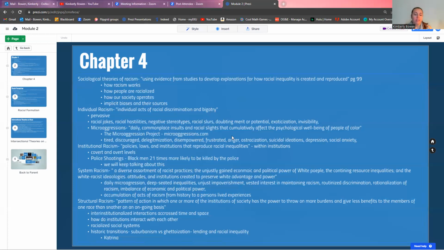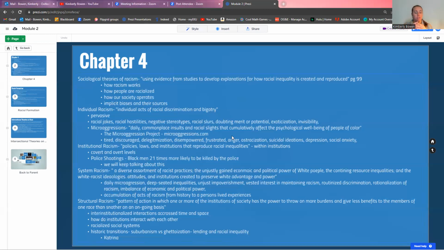The last one we're going to talk about is structural racism. And this is a pattern of action in which one or more of the institutions of society has power to throw on more burdens and give less benefits to the members of one race than another in an ongoing basis. Okay, so I want to break this down real quick before I talk more about structural racism. Individual level, those are those one-on-one acts, right? Those are those racial slurs. Those are those things that is one person talking to another person, or a couple people talking to another person, or a group dynamic, right? They're small interactions that have large meaning, but they're still small interactions.